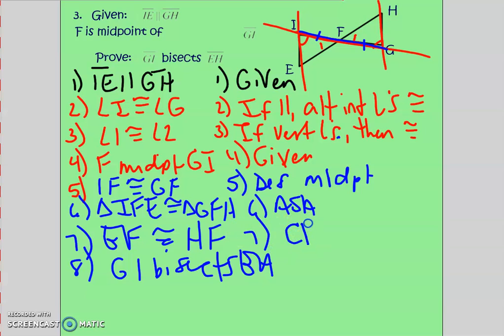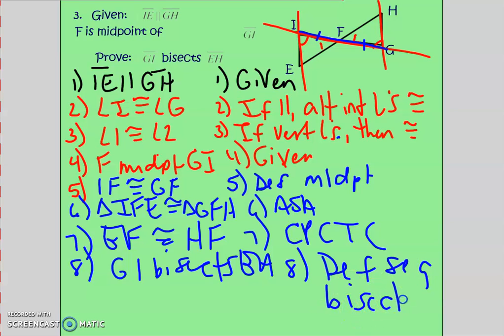So my CPCTC part can only be used for congruent parts. So my congruent parts would be EF and HF. And then, because those are congruent, we have bisected that segment. So that would be the definition of a segment bisector. And I apologize, my stylus is not writing very well on my screen. So the definition for a segment bisector.